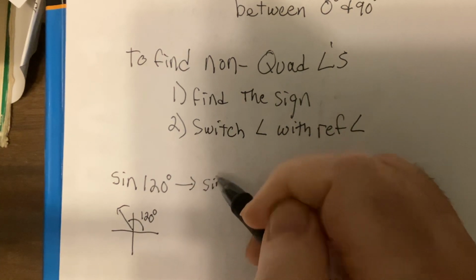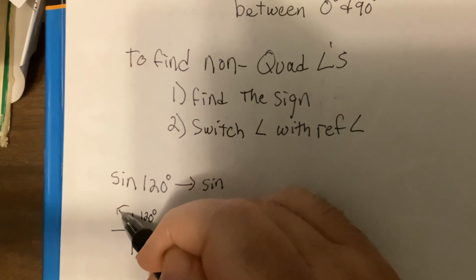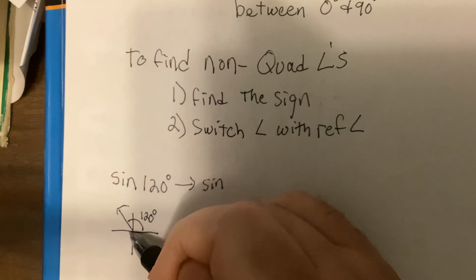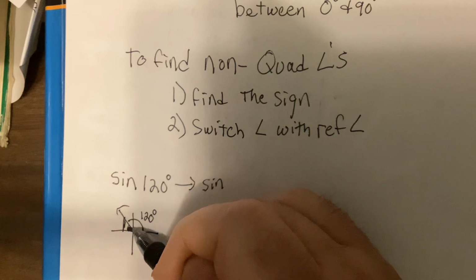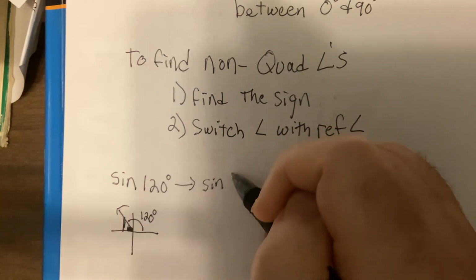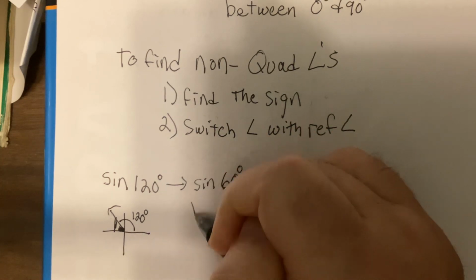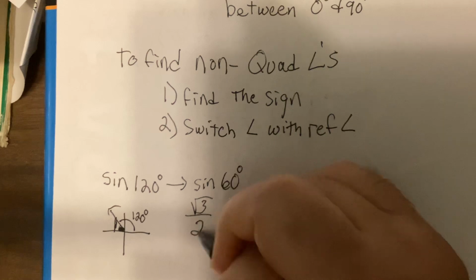Then you switch it with the reference angle. The reference angle is made with the terminal side and closest x-axis. So that would be right in here. How far is it from 120 to 180? Well, there's 60 degrees in between. And you already have memorized the sine of 60 is square root of 3 over 2.